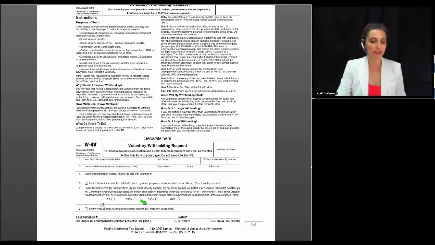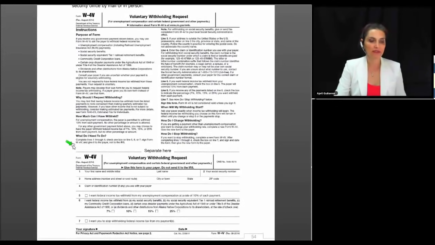But if they are in a lower tax bracket, there are other options available here. The most confusing part about the W-4V is knowing where to go to find it. You can just type W-4V in Google and it'll probably come up, but I believe you can find them on the Social Security website. The other thing that's confusing about it is it doesn't really tell you where to mail it. Where do you send it?